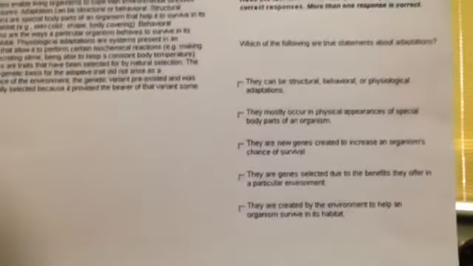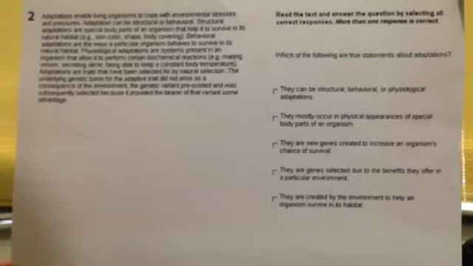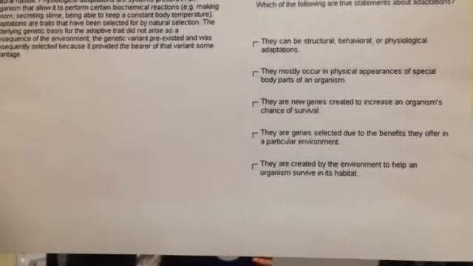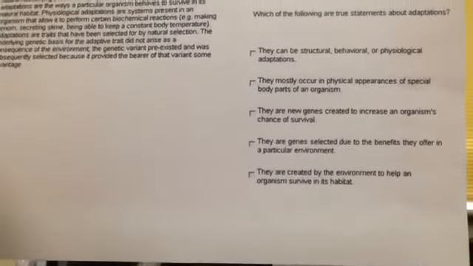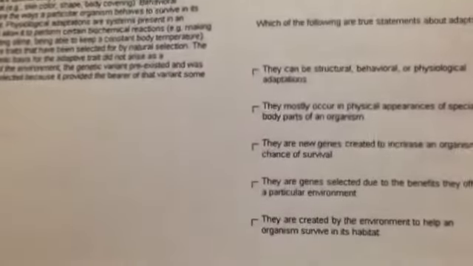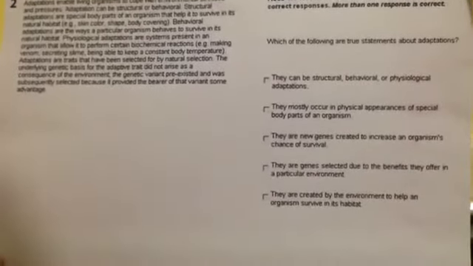The second option is, they must occur in physical appearances of special body parts of an organism. Third is, they are new genes created due to the benefits they offer in a particular environment. The last one is, they are created by the environment to help an organism survive in its habitat. Now, one of the ways you can pursue is elimination as well. If something is just not matching with the passage, I would suggest just eliminate it.